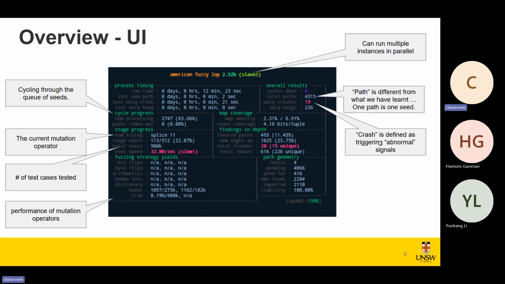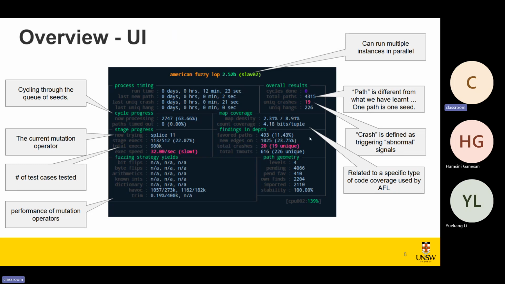And crash here is defined as triggering abnormal signals of Linux. And just now, segmentation fault is one signal triggered by writing to a null pointer. So this is related to Linux signals.